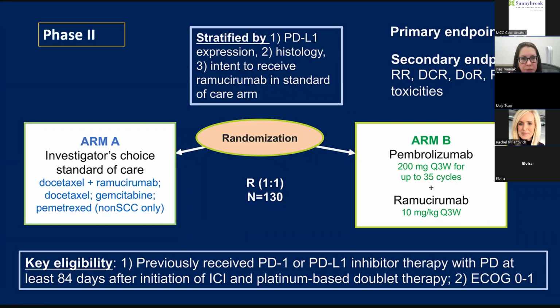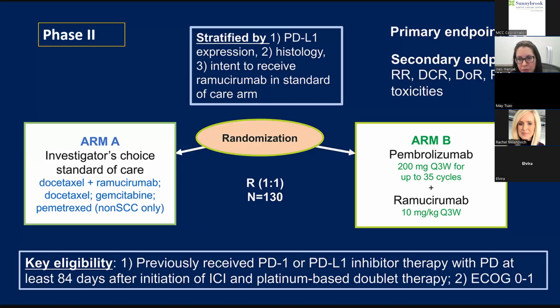They had 130 patients, randomized to investigators' choice of standard of care versus pembro plus ramucirumab. I want to highlight, if you notice the list of standard of care, the first one there is docetaxel ramucirumab. This is standard of care outside of Canada, but we don't have approval for this. We don't use this. It's based on a study called REVEL, which was published a number of years ago, using docetaxel ramucirumab.